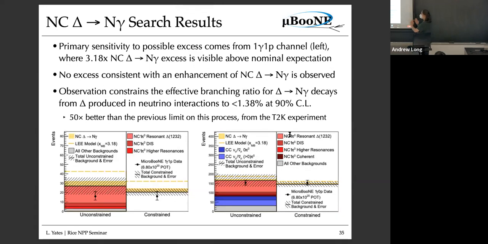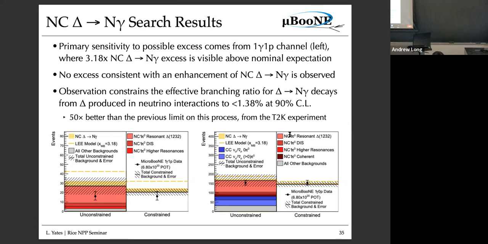So, one slide on the results of this analysis. This is the 1 gamma 1p on the left, 1 gamma 0p on the right. And then within each plot, it's the unconstrained on the left and the constrained result on the right. I'll just come over here and talk about the 1 gamma 1p because you can actually see the signal.